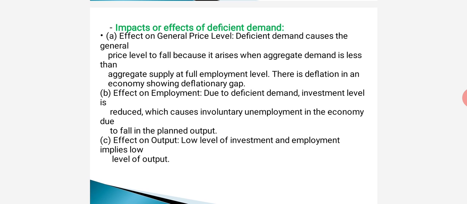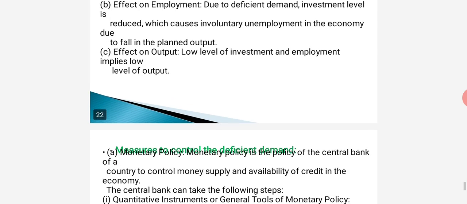Effect on equilibrium or employment, children, it's very important. In case of excess demand, we discussed that there is no impact on employment, output or income. But in case of deficient demand, investment level is reduced, which causes involuntary unemployment. Remember it. Which type of unemployment occurs because of deficient demand? You have to write involuntary unemployment. Effect on the output: what will be the effect? Low level of investment and employment implies low level of output.